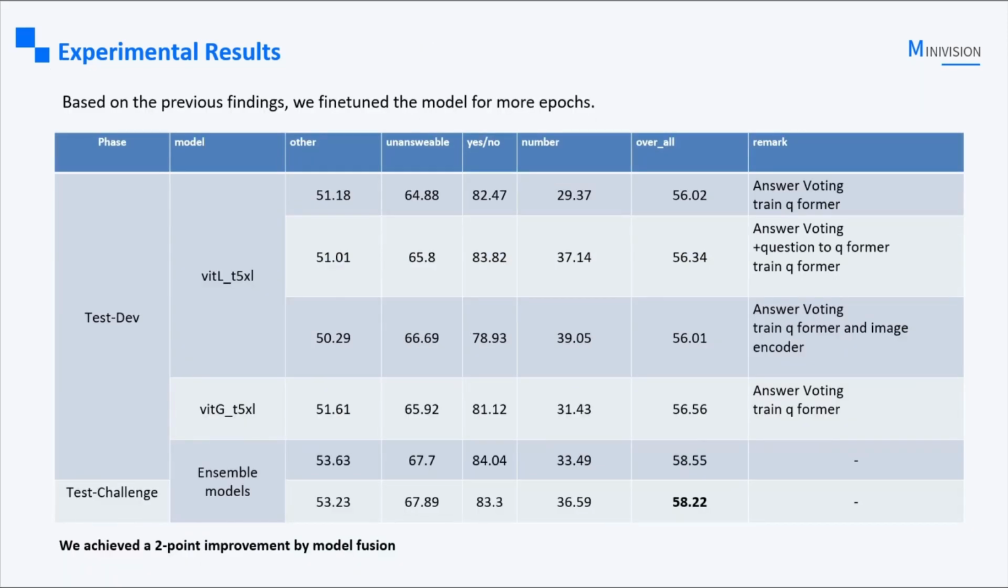Based on the previous findings, we fine-tuned the model for more epochs, and then we experimented with model fusion, which gave us a 58.22 overall score on the VQA track.